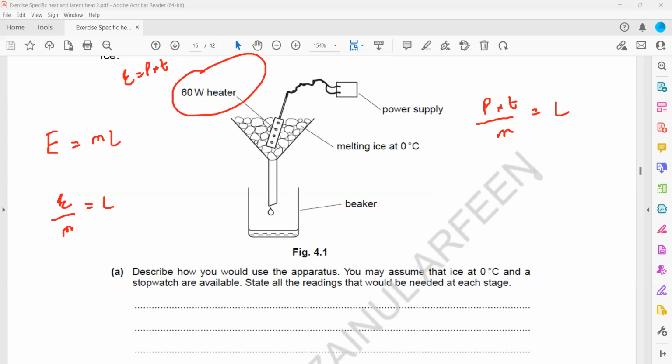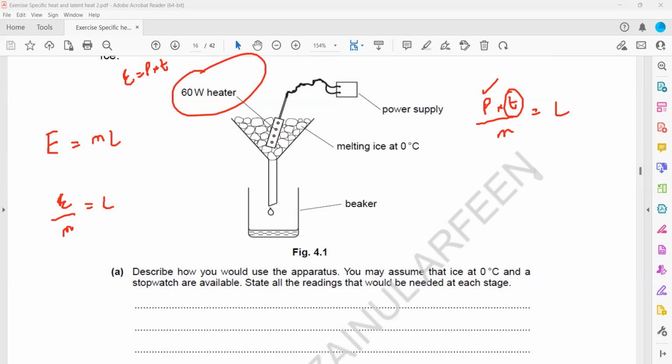So what readings do we need to calculate the latent heat? Power is already there. It's already mentioned it is a 60-watt heater. So we don't need power. Power is already with us. We need the time, so we'll use a stopwatch. We'll record the time for the ice to melt.